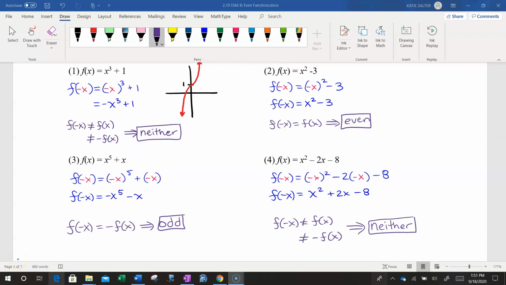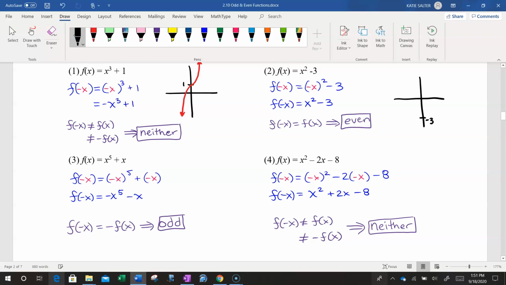So using the definition, number 2, when we substitute negative x into the function, we get the exact same function, therefore it's even. For number 3, when we substitute negative x into the function, we get the opposite of the function, so it's odd. And for the last one, we do not get the same function or the opposite, so it is neither. And again, if you think about it graphically, number 2 makes sense because it's just a parabola shifted down 3 units.